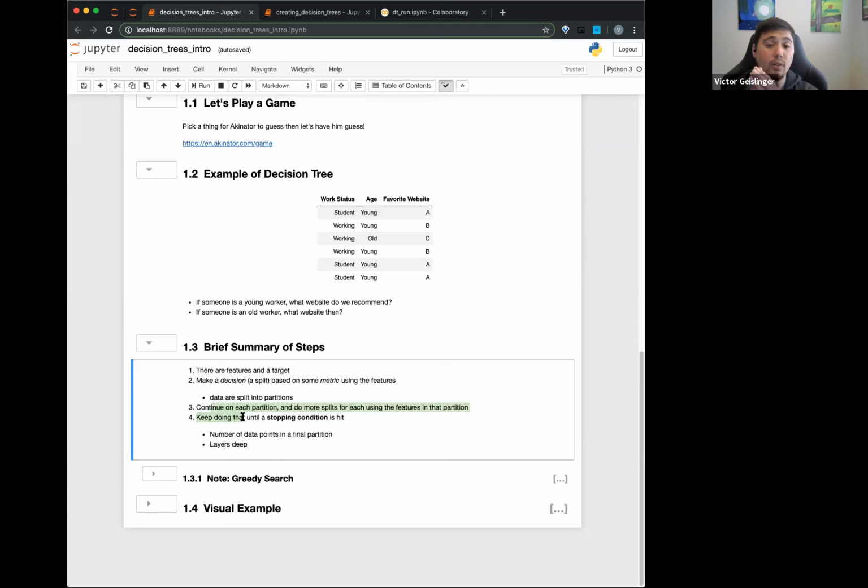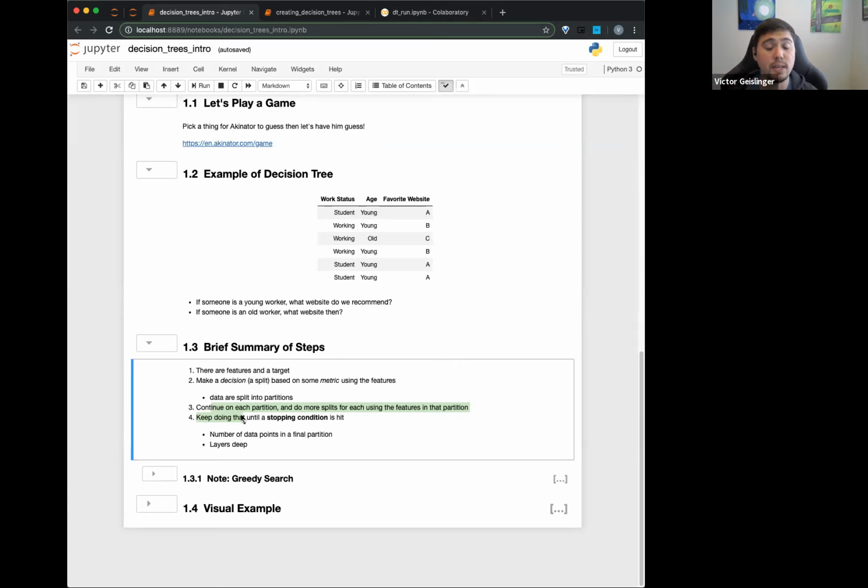So imagine if we have all the young people go to the left and all the people who are older on the right. And then we take that partition of people who are older. It's like, okay, let's split it on working and student status or something. And then we split those people up and basically keep going on each partition further and further down.